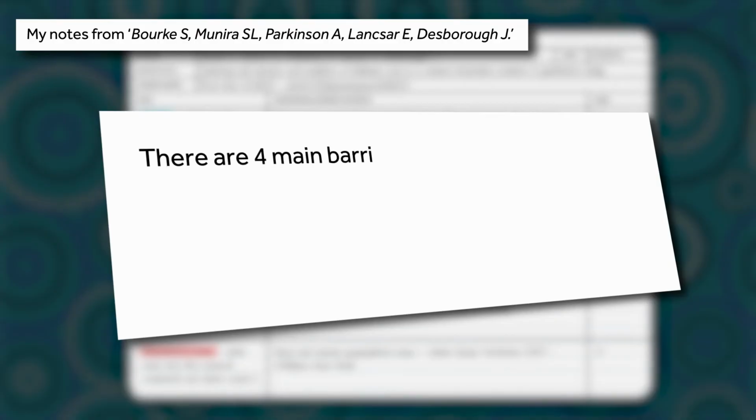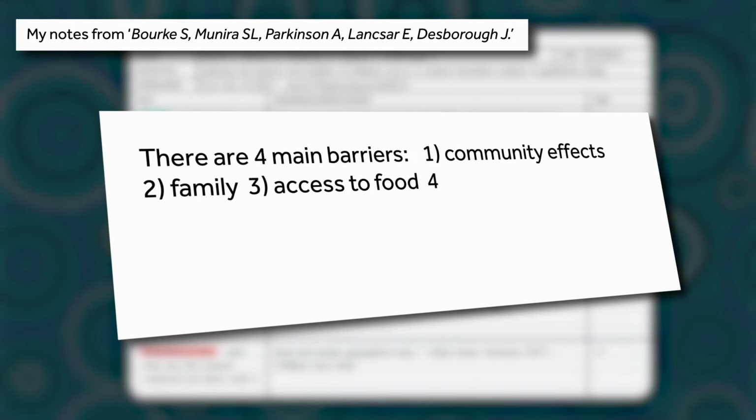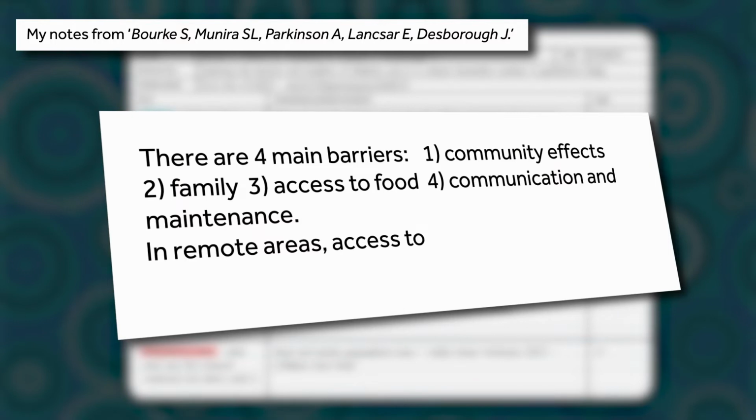There are 4 main barriers: 1. Community effects. 2. Family. 3. Access to food. 4. Communication and maintenance. In remote areas, access to suitable and healthy food can be problematic.